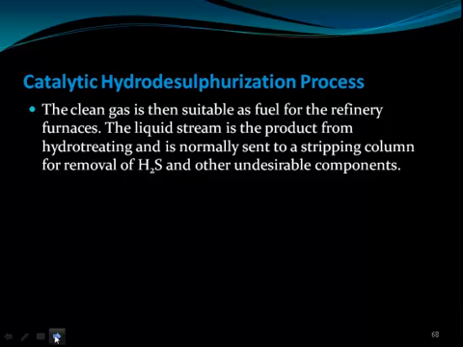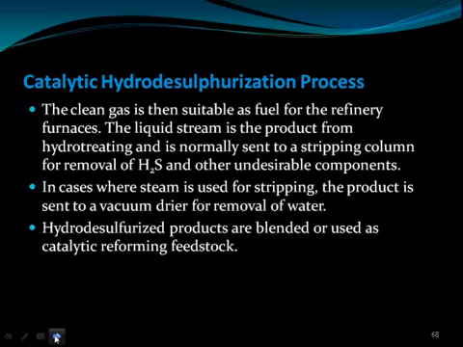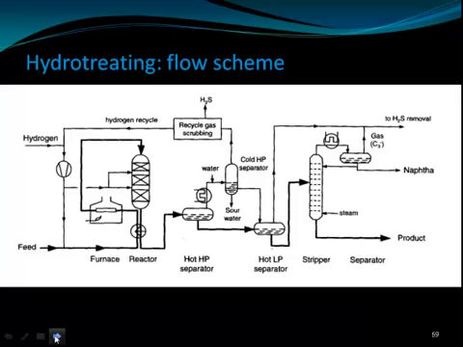The clean gas is then suitable as fuel for the refinery furnaces. The liquid stream is the product from hydrotreating and is normally sent to a stripping column for removal of hydrogen sulfide and other undesirable components. In cases where steam is used for stripping, the product is sent to a vacuum dryer for the removal of water present in it, and hydrodesulfurized products are blended or used as catalytic reforming feedstock.